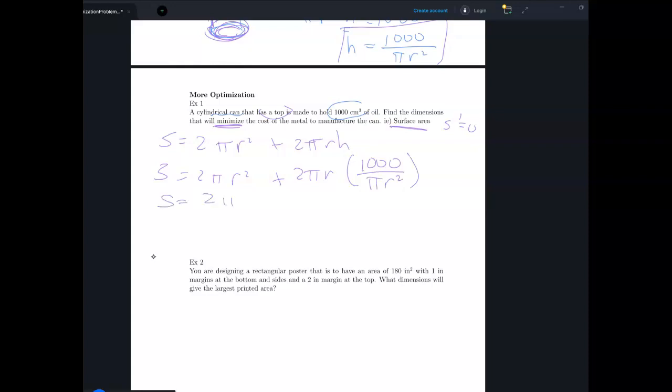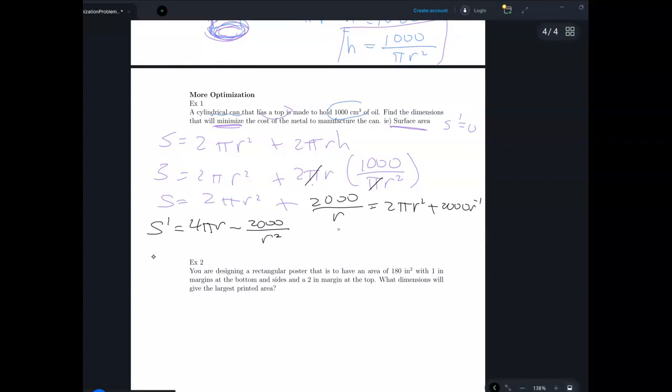Let's simplify that. Okay, I can see the pi's cancel. One of the r's cancels, right? So I get 2,000 over r. I'm just going to rewrite that so I can see what that is. So 2 pi r squared plus 2,000 r to the negative 1. Now let's take the derivative. So I get 4 pi r minus 2,000 r to the negative 2, and I'm going to encourage you to write it in the denominator. Set it equal to 0, so 4 pi r is 2,000 over r squared.